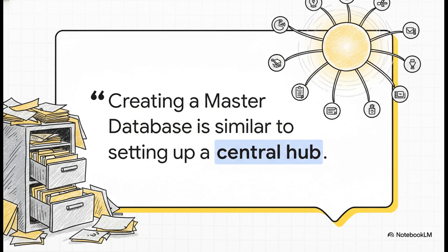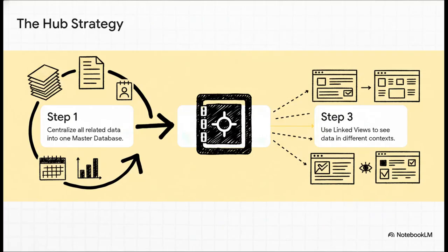Think all your projects or all your clients living in one place. So here's how that strategy breaks down in 3 simple steps. First up, step 1, you centralize. You gather all related data into one big master database. This is the absolute key because it creates that single source of truth we were just talking about.